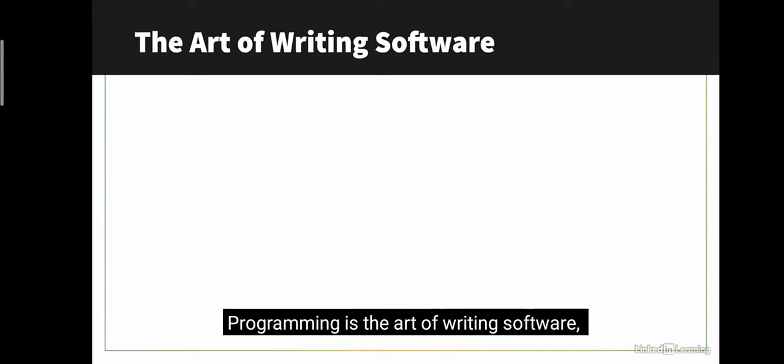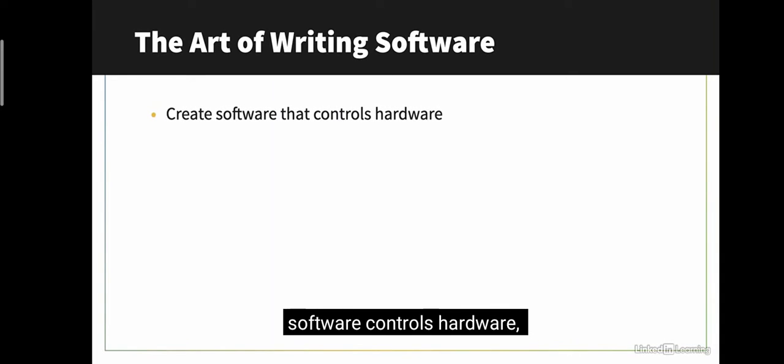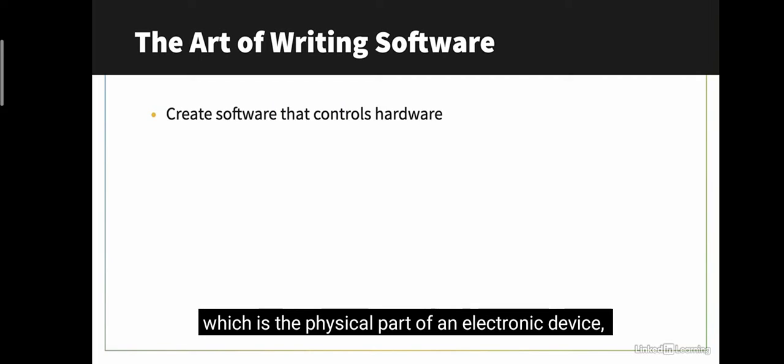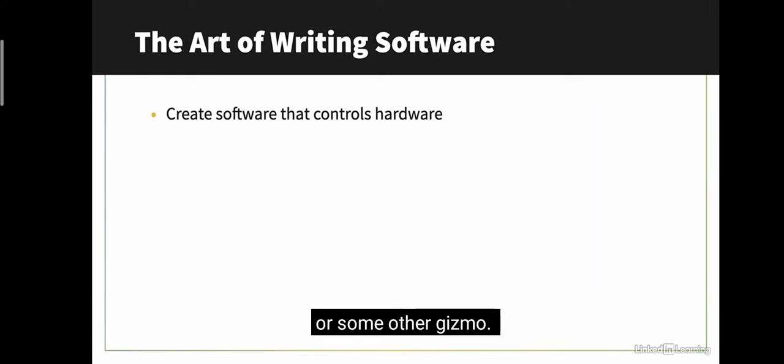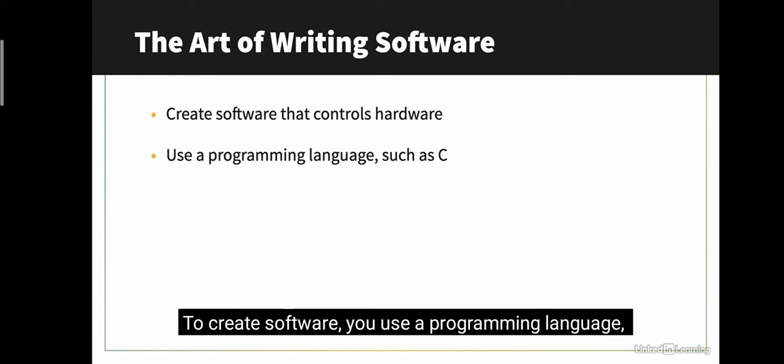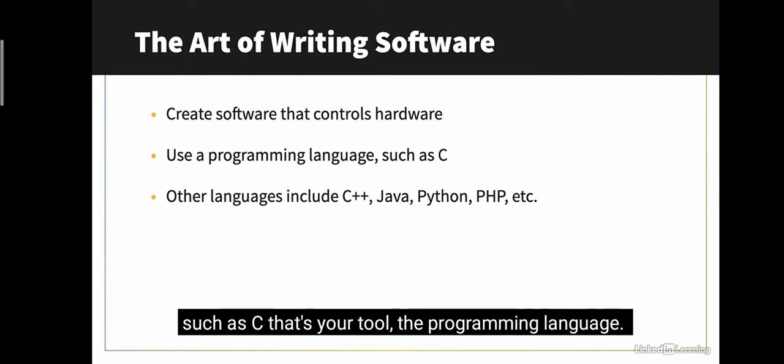Programming is the art of writing software. Software controls hardware, which is the physical part of an electronic device, such as a computer, phone, microcontroller, or some other gizmo. To create software, you use a programming language, such as C. That's your tool, the programming language.